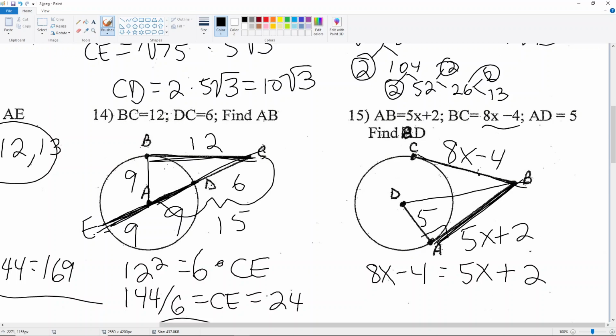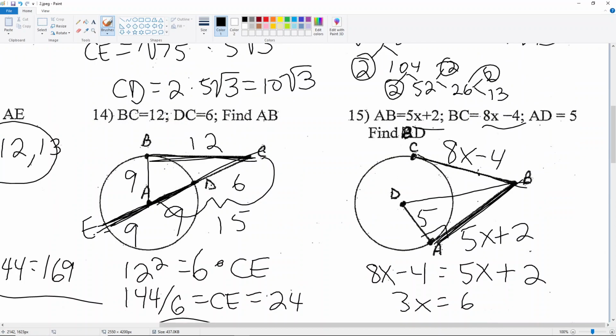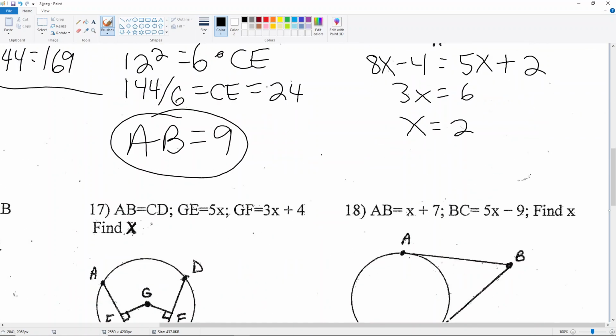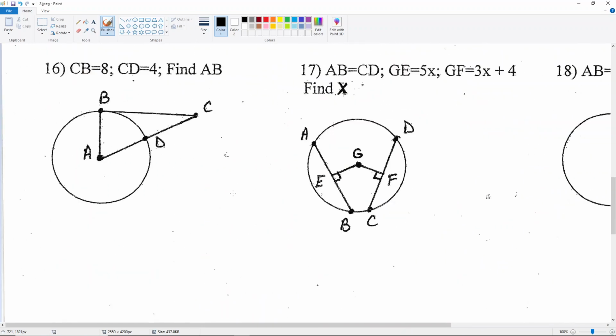8x minus 4 equals 5x plus 2. So 3x equals 6. X equals 2. If x is equal to 2, 5 times 2 is 10 plus 2 is 12. So we have AD is 5, AB is 12. You can use the Pythagorean theorem, or remember your Pythagorean triples, 5, 12, 13, and you'll find that BD is equal to 13. If you're using your triple, you can just write, I know my Pythagorean triples, 5, 12, 13. Or you can just use the Pythagorean theorem.